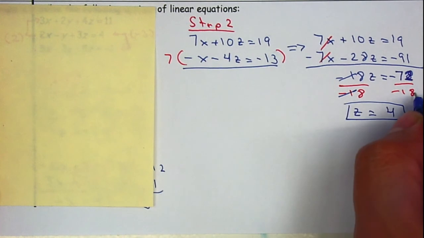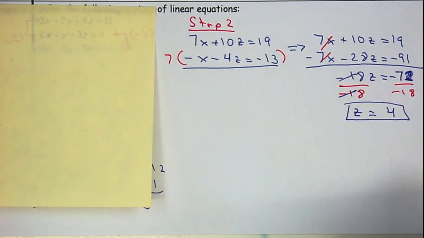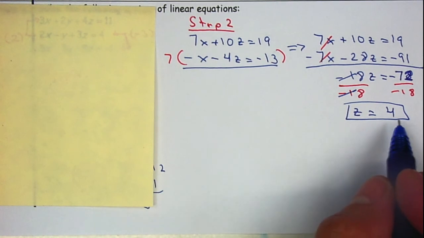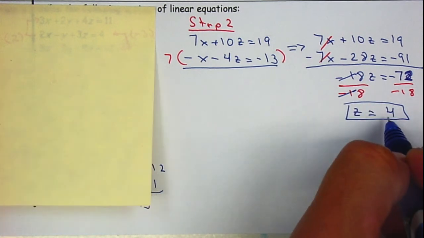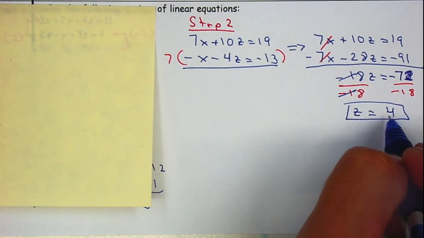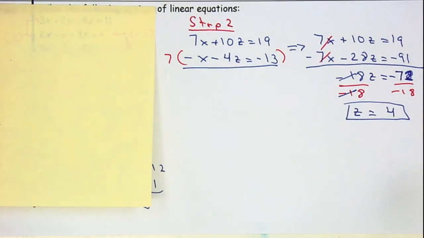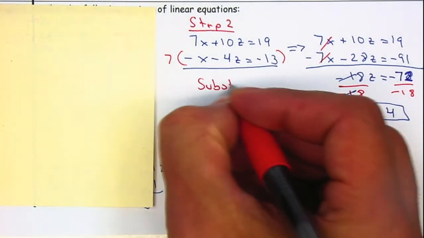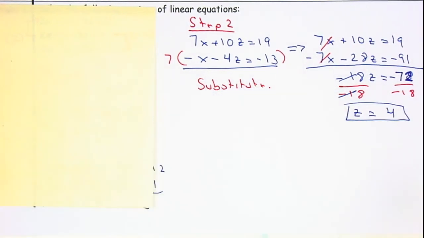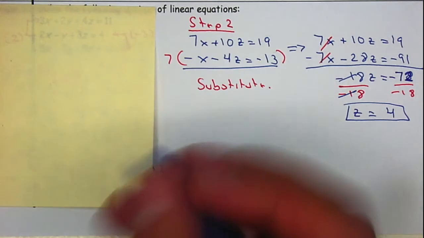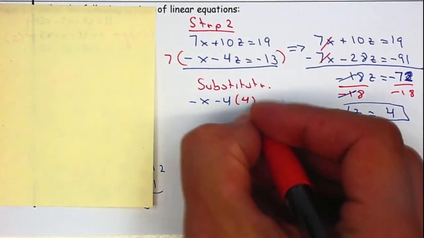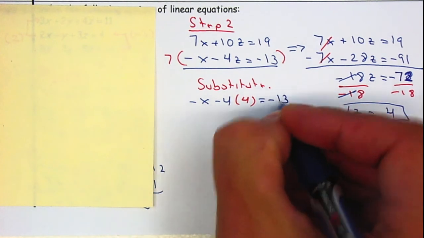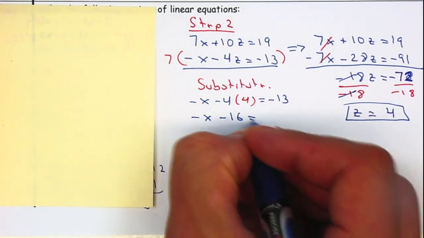Just to double check, 18 times 4 is 72, and that works. Remember, if you get a whole number, most likely you're on the right track. Now that we have the value of z, we can plug it into either one of those 2 equations. I should plug it into the one that has smaller numbers, so I'll plug it into the second one. So we have negative x minus 4, but instead of the z, I'm going to plug in a 4, is equal to negative 13. Negative x minus 16 is equal to negative 13.